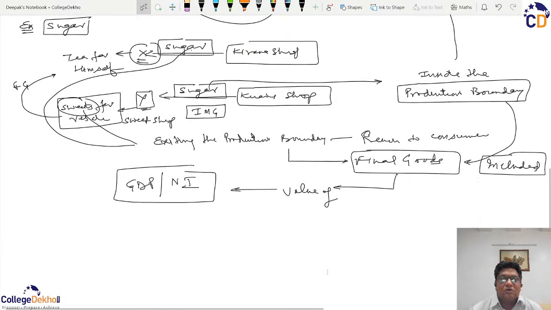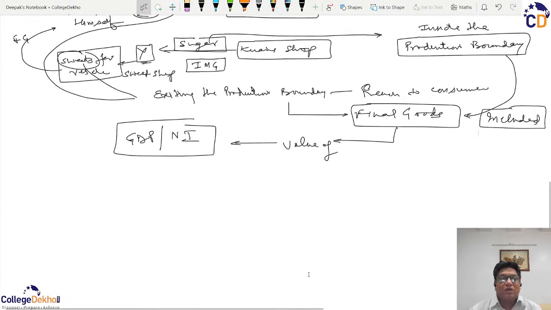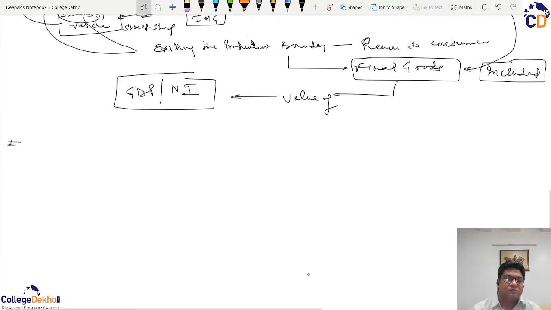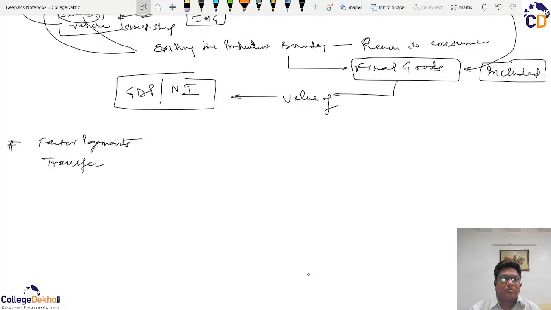Okay, now I hope this is clear. Now if we move further, then we said that factor payments and transfer payments, that we have already discussed, but just anything that could have been left there.